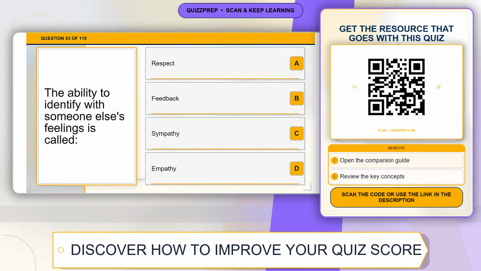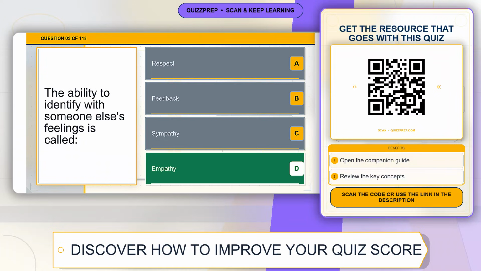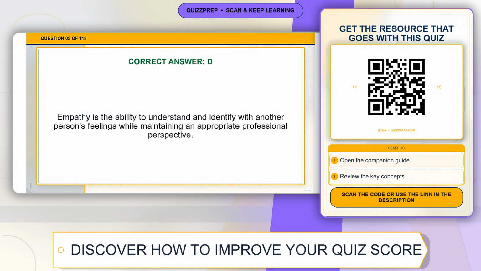Question 3. The ability to identify with someone else's feelings is called: option A, respect; option B, feedback; option C, sympathy; option D, empathy. The correct answer is option D, empathy. Explanation. Empathy is the ability to understand and identify with another person's feelings while maintaining an appropriate professional perspective.